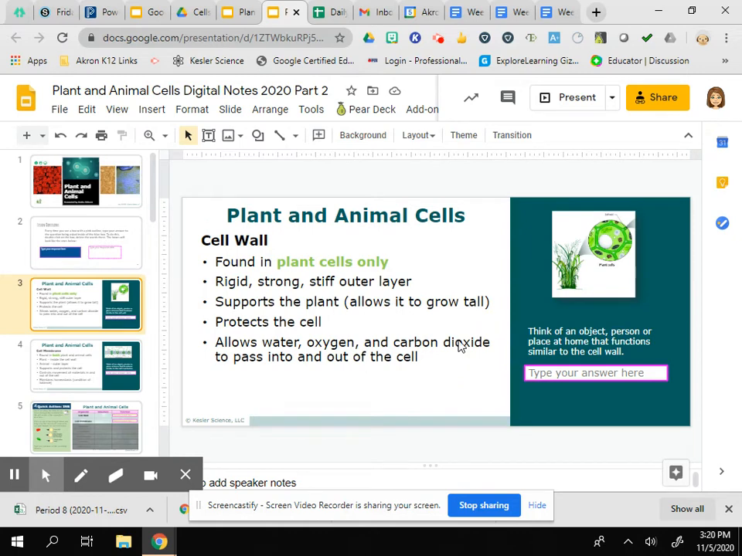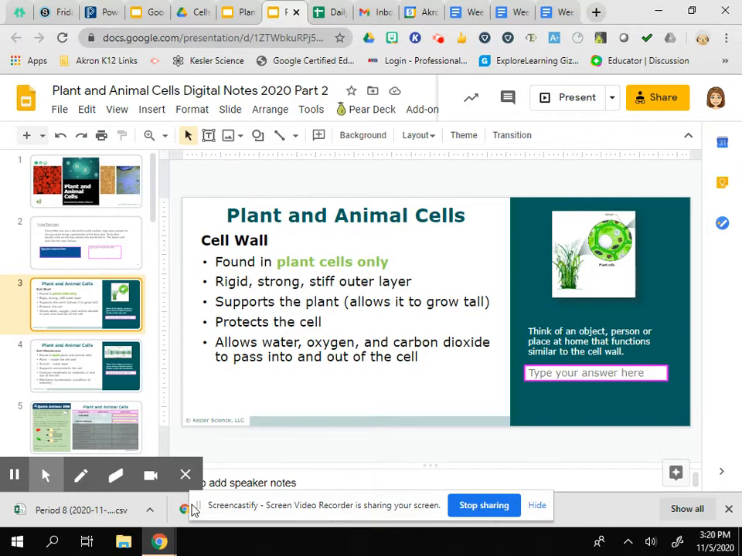We're just going to continue on from yesterday's information. We did an overview on cell parts yesterday, and now we're going to dig in a little bit more today. This slide has information about the cell wall. It is found in plant cells only. It's got a rigid, strong, stiff outer layer. It supports the plant and allows it to grow tall. It helps protect the cell, and it allows water, oxygen, and carbon dioxide to pass in and out of the cell.